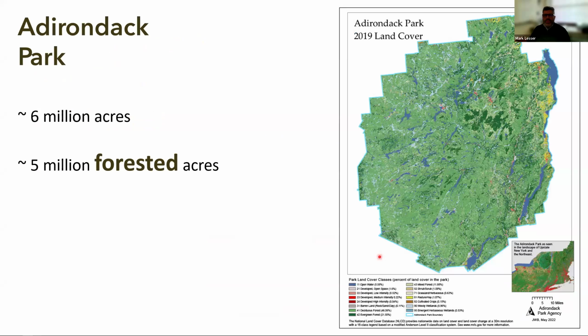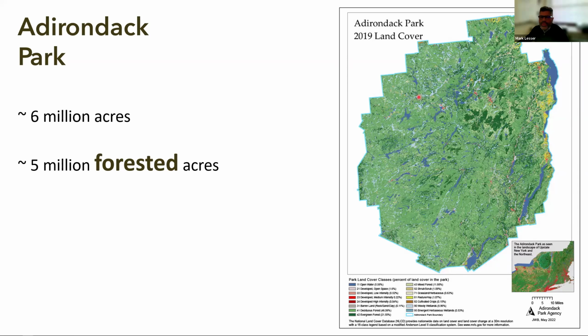But if we zoom in on the Adirondack Park itself, this is a 6 million acre park, and 5 million of those acres are forested. Again, it might be a little small, but most of that is deciduous forest, as I just said, mixed with evergreen forest, the darker greens at the upper elevations and at the lower elevations as well in some cases.